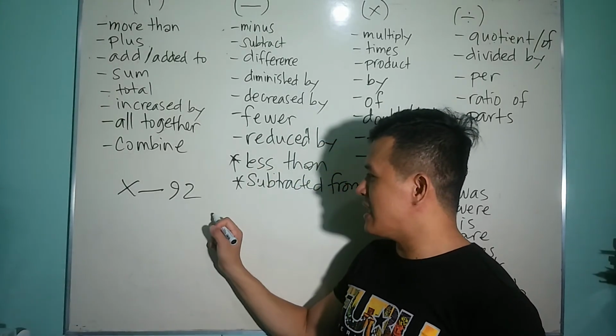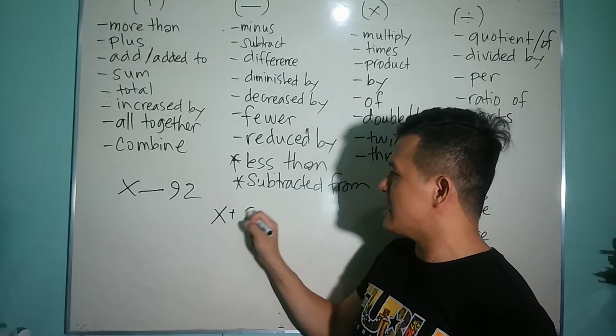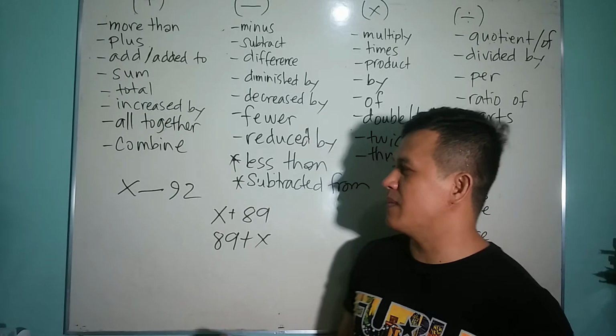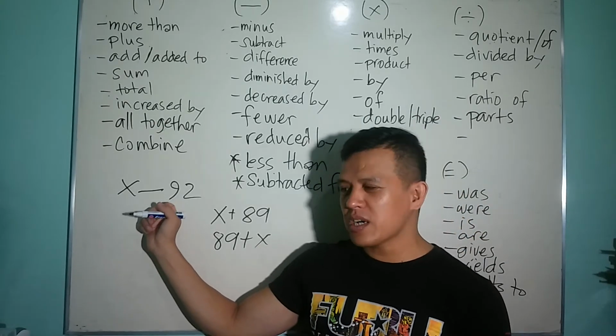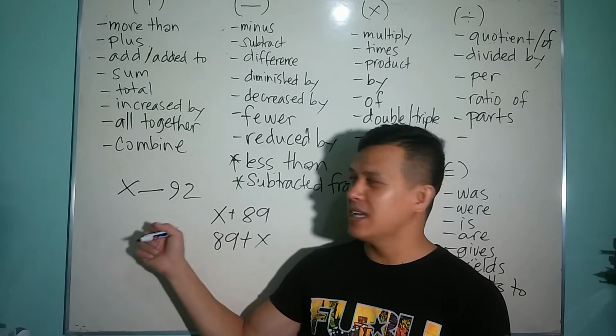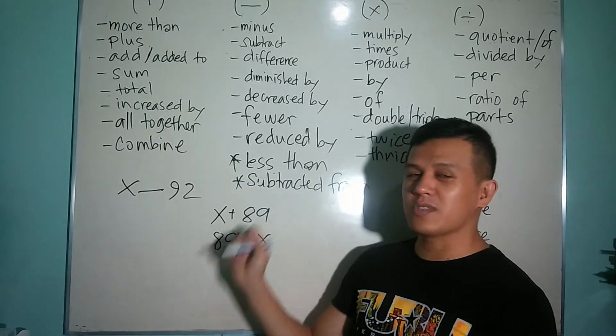The sum of 89 and a number. So the sum of 89 and a number. So we can have x plus 89. Or you can also have 89 plus x. They're just the same. But in subtraction, you must always work this way. Okay? You cannot say 92 minus x. It's not like that. Unless it is less than or subtracted from.